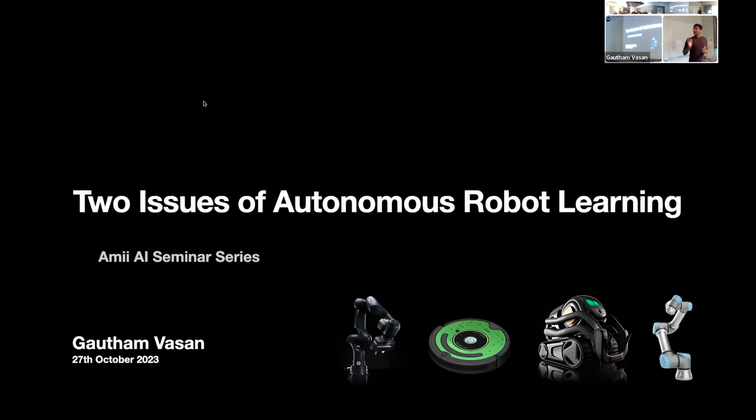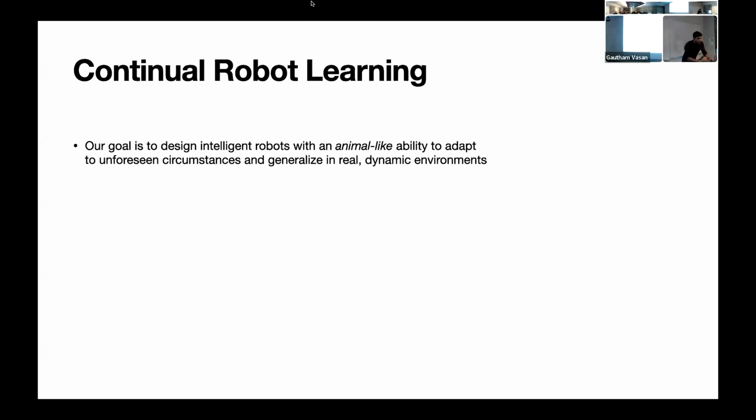So as Rupam said, today I'm going to talk about two issues with autonomous robot learning. Let's get started. So our goal is to design robots with an animal-like intelligence. So this means they have an ability to adapt to unforeseen circumstances, and they generalize in real dynamic environments.